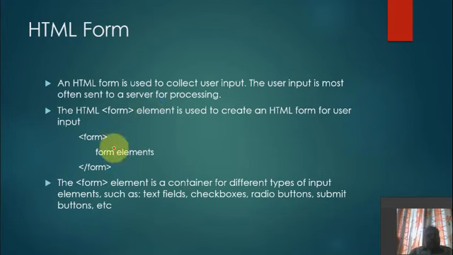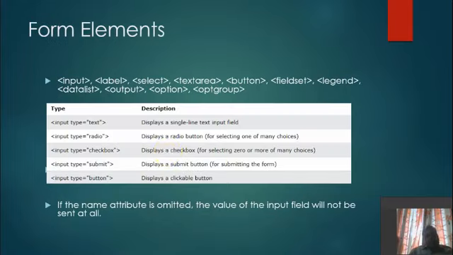Within the form element, you may have different input elements, labels, or text areas. Sometimes you may have radio buttons, submit buttons, checkboxes. So these are some different types of elements you may have. The input element types are text field, checkbox, radio button, submit button. These are the input elements used in HTML.